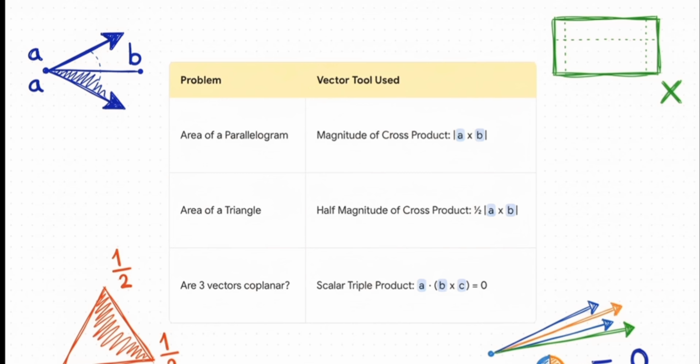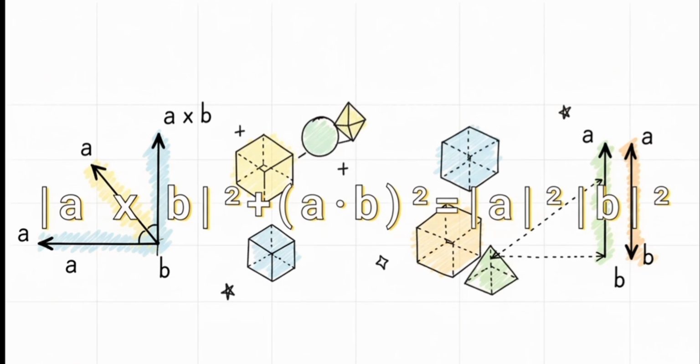And like we just saw, you want to know if three vectors lie on the same plane? Just check if that scalar triple product is 0. These are just insanely efficient shortcuts. Hey, here's a little pro tip for you, a really clever trick that connects our two biggest tools, the dot and cross product. It's called Lagrange's identity. It basically says that the squared magnitude of the cross product plus the square of the dot product equals the product of their squared magnitudes. It's a bit of a mouthful, but it's a fantastic shortcut if you already know a couple of these values and need to find another one fast.